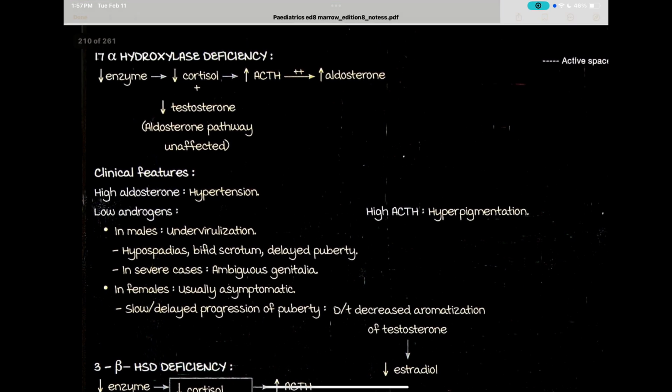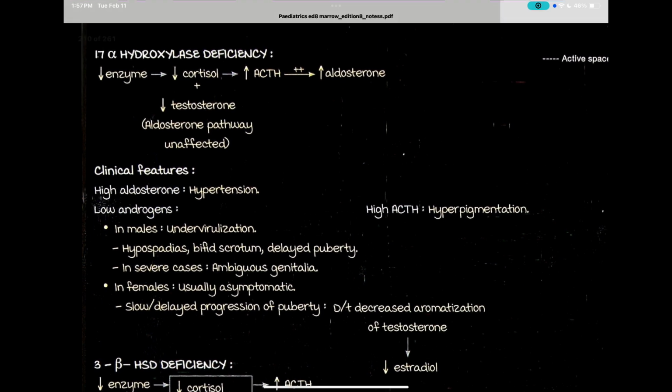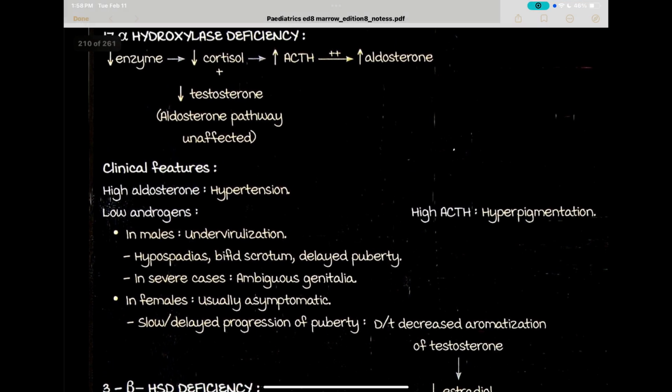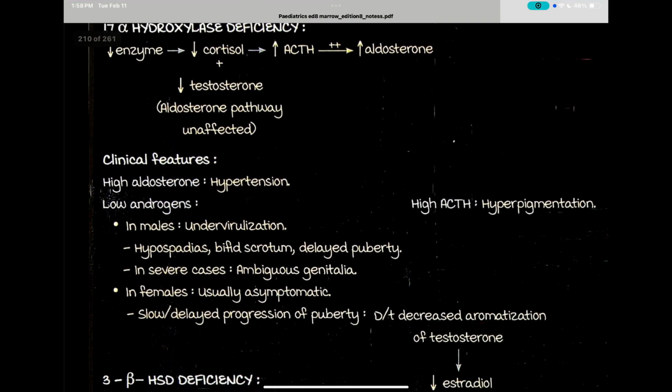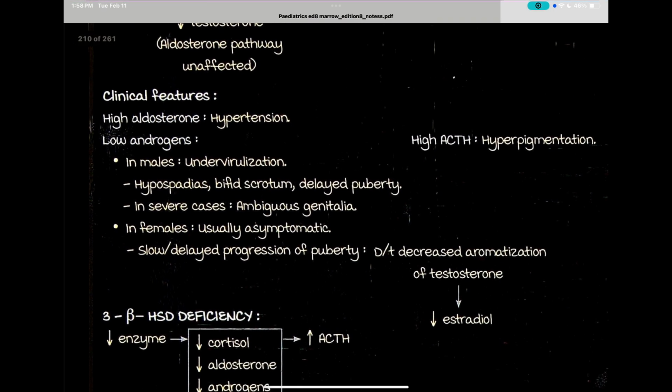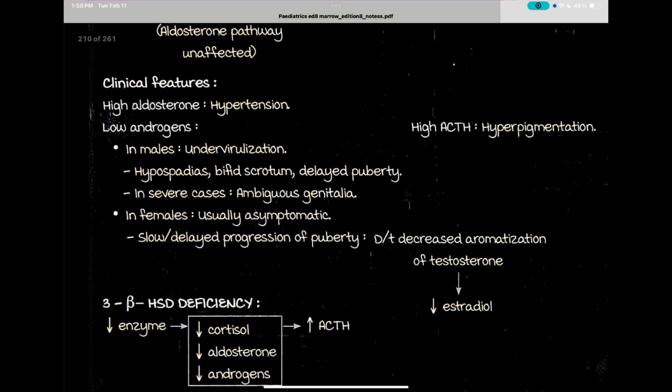17 alpha hydroxylase deficiency: decreased enzyme, decreased cortisol, increased adrenocorticotropic hormone, positive feedback, and increased aldosterone, plus decreased testosterone. The aldosterone pathway is unaffected. Clinical features: high aldosterone, hypertension.